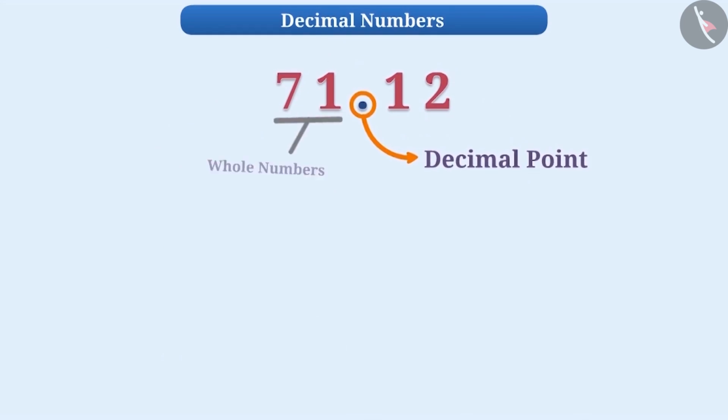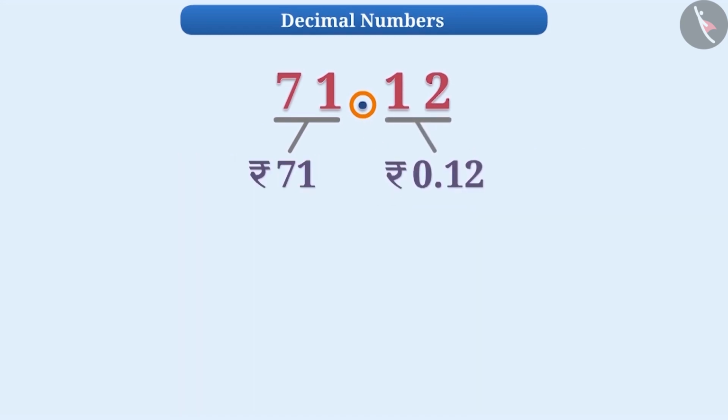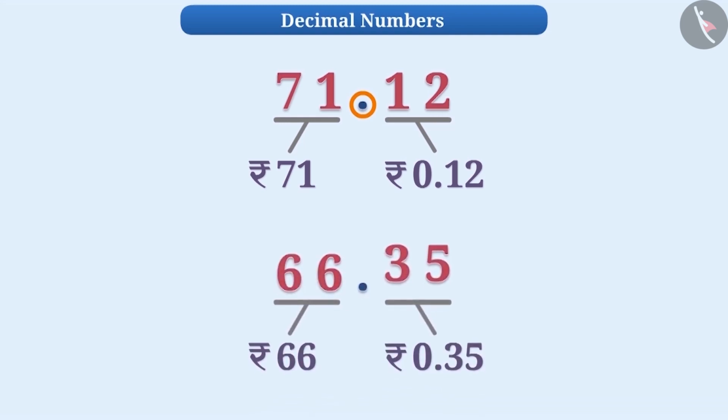Decimal point is used to separate a whole number from its parts. For example, with the help of a decimal point, 71 rupees and 12 paise are separated. Similarly, 66 rupees and 35 paise are also separated. Numbers in which a decimal point is used are called decimal numbers.